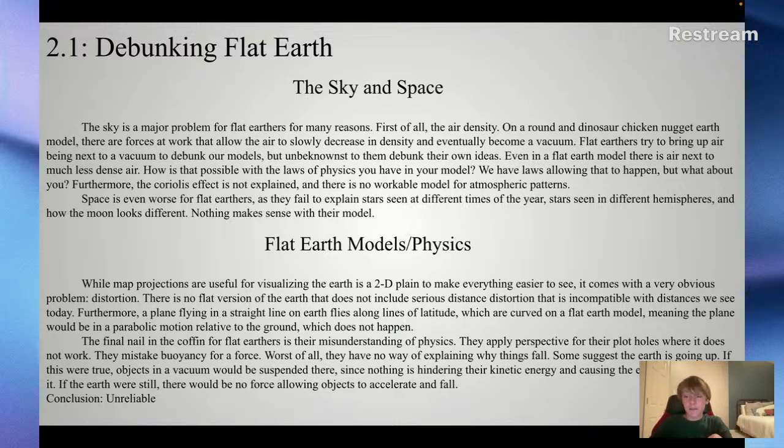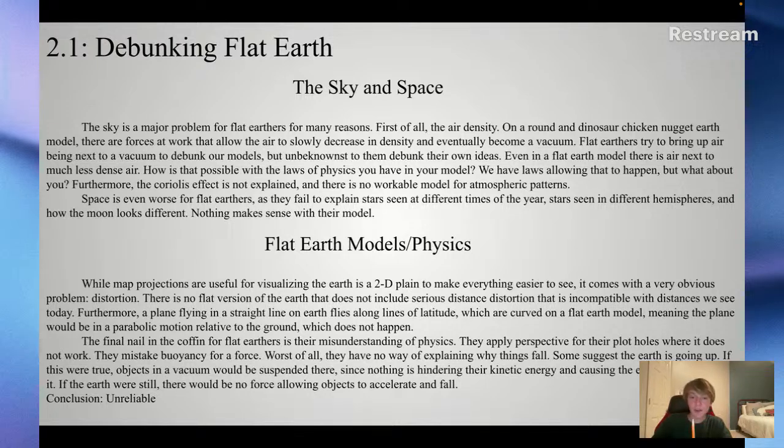Flat earthers try to bring up air being next to a vacuum to debunk our models, like how could air be next to a vacuum? But unbeknownst to them, they debunk their own models and ideas. Even in a flat Earth model, there is air next to much less dense air, as you can see from weather balloons, just going up in an airplane, stuff like that. How is that possible with the laws of physics you have in your model? Why does it only apply to our model? Shouldn't the air even out in your model too? Now, we have laws of physics that allow that to happen, but how is that possible with the laws of physics you have in your model, flat earthers? Furthermore, the Coriolis effect is not explained, and there's no workable model for atmospheric patterns.